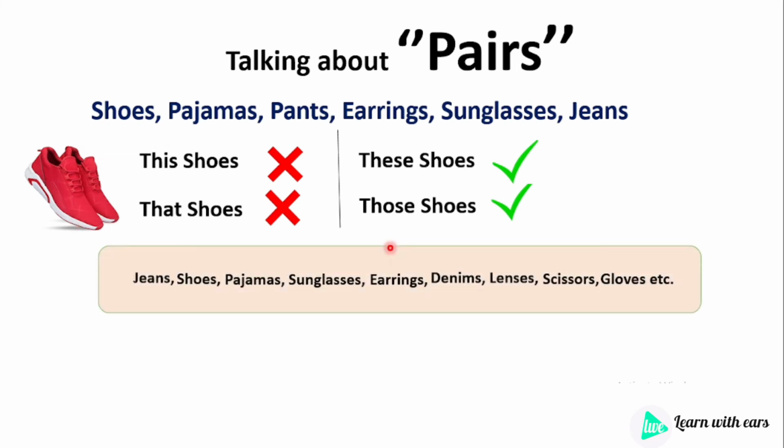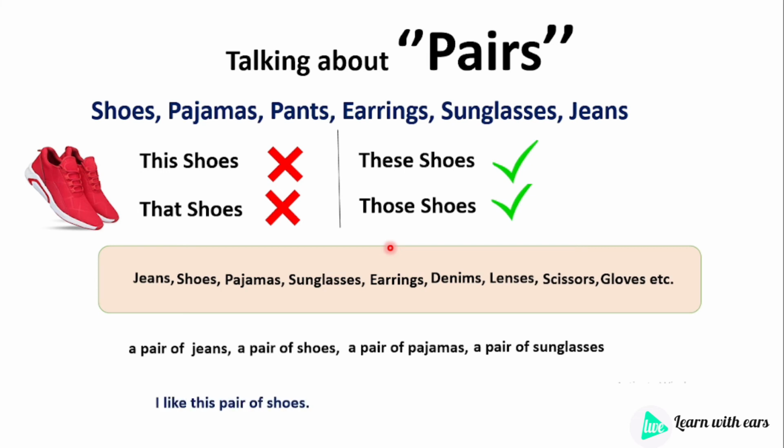If we are talking about pairs and we don't want to use these shoes or those shoes, we use a pair of. Okay? A pair of jeans, a pair of shoes, a pair of pajamas, a pair of sunglasses, etc. For example, I like this pair of shoes. Or, I like that pair of shoes. Okay? A pair of shoes.